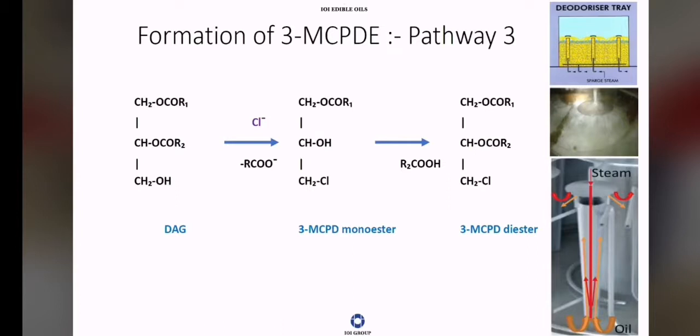Now, on the left-hand side, the formula shows, again, you have DAG, diacylglycerol, that becomes, by the loss of fatty acid and substitution with chloride, a 3-MCPD monoester. And like Engineer Mervyn mentioned just now, you have FFA in the deodorizer as well. That FFA can combine with this monoester to become your 3-MCPD diester, both of which are 3-MCPD esters, and which are both harmful. Next slide, please.